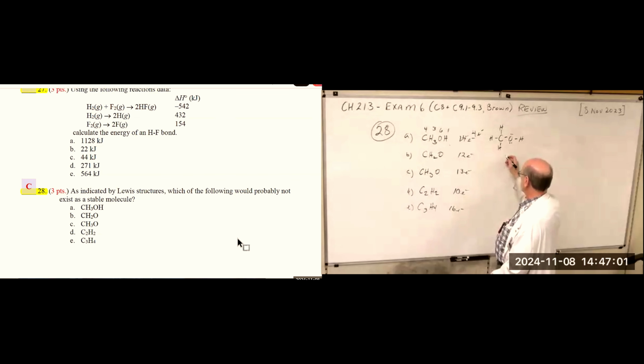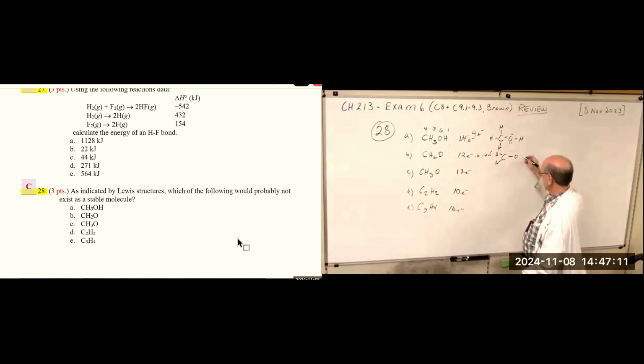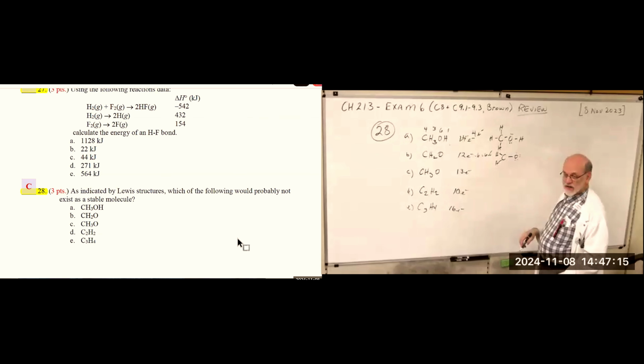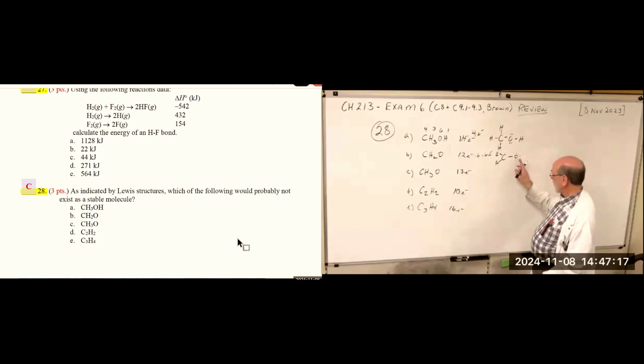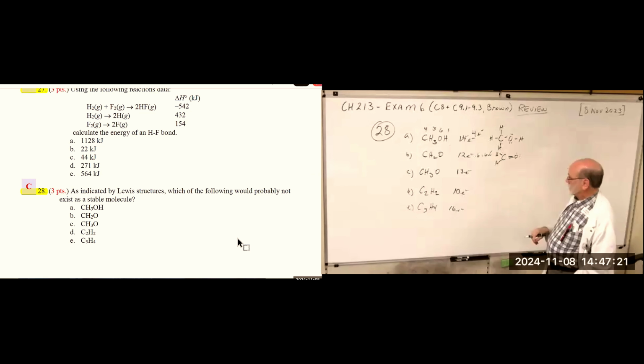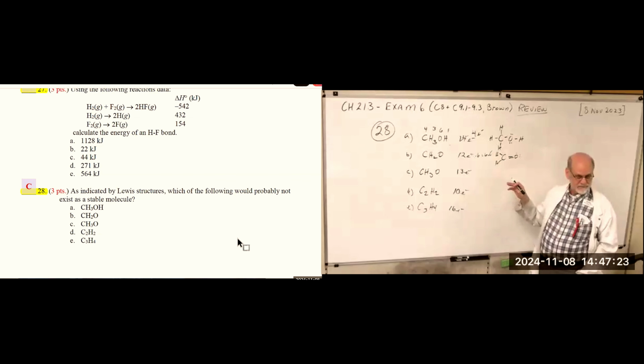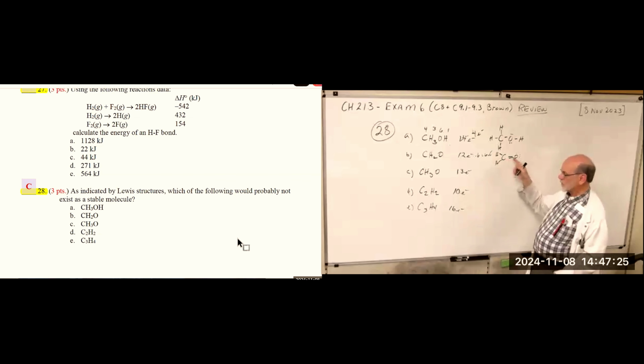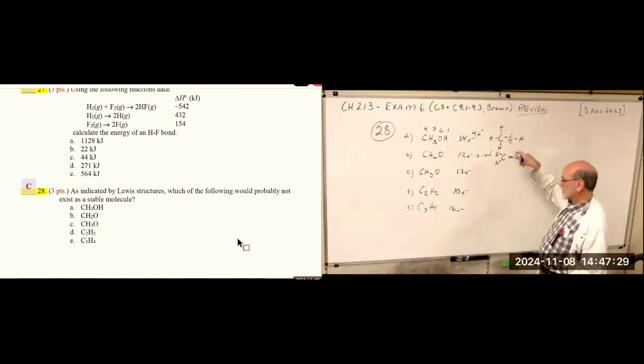CH2O. So we have C, H, H, and O. So that's 6 electrons left. 2, 4, 6. Carbon doesn't have an octet yet, so do that. That's an aldehyde in organic chemistry. Carbon, that's a carbonyl group. That's a good molecule.